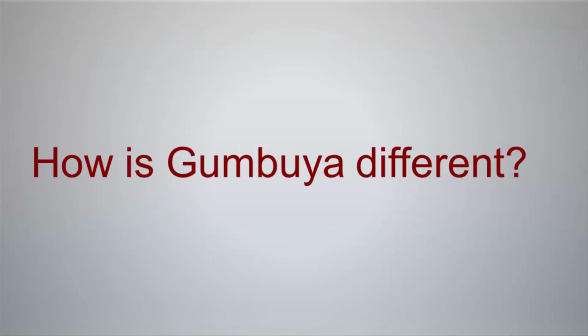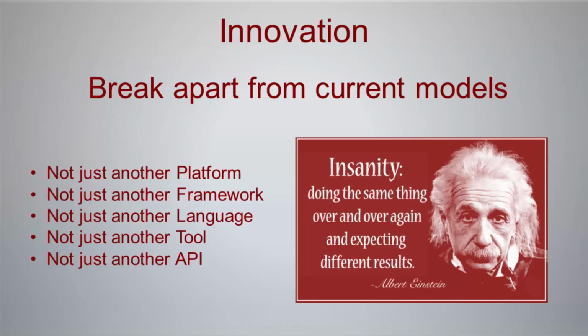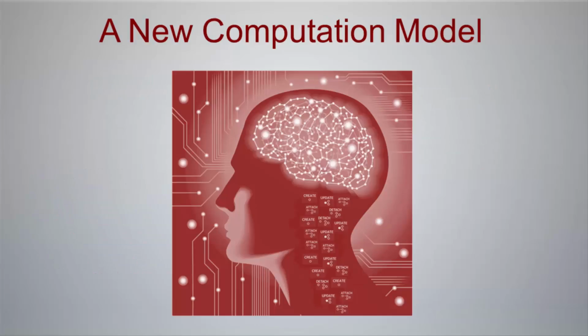So let's see how Gumbuya is different from other platforms. Most solutions available in the market have followed an evolution path over previous waves, but they are all based on the same principles that were present in the first computer systems. And although we've seen significant improvement over the years, fundamentally, they've all been applying the same computation model. Gumbuya is based on a completely new computation model, a new form of computing that is more aligned with the type of application that we're building today.